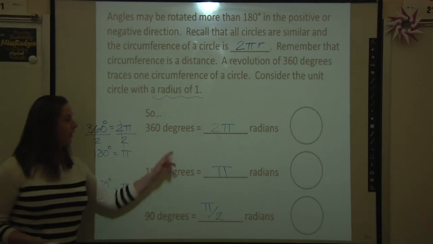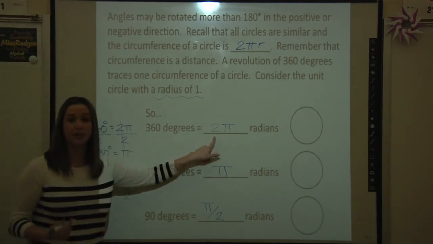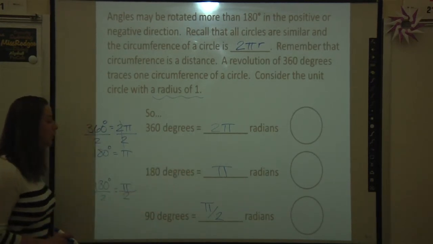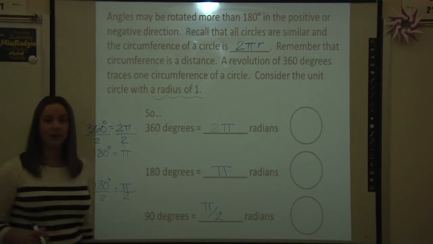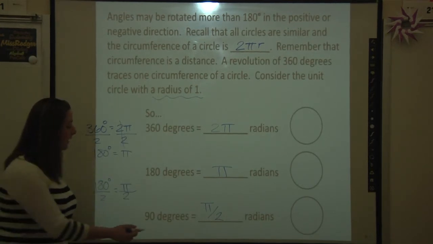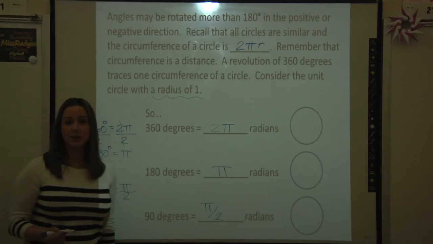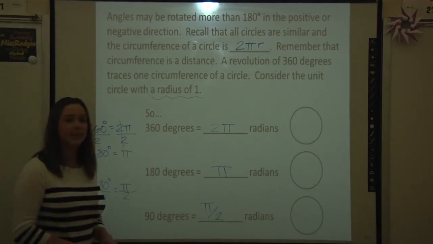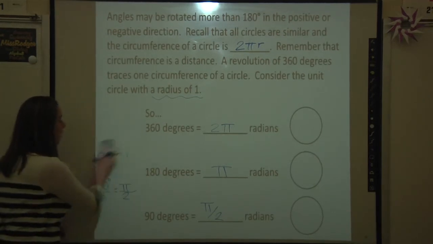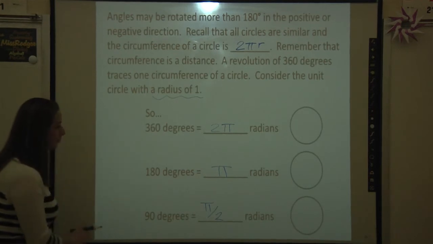So when I think about 360 degrees, I want to think about this as 2 pi radians. When I think about 180 degrees, I want to think about this as pi radians. And when I think about 90 degrees, I want to think about this as pi over 2 radians. Let's take a look at what this is going to look like on our unit circle.